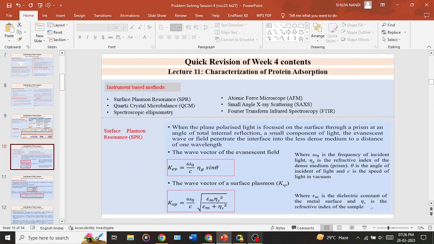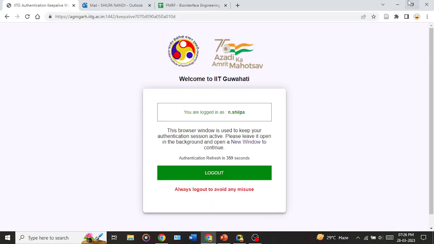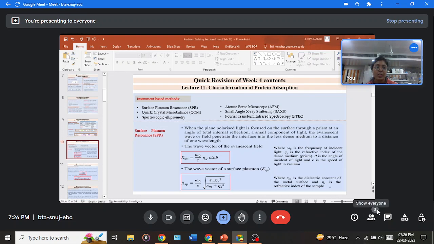Moving on to the instrument based methods. Several methods such as surface plasmon resonance, atomic force microscopy, quartz crystal microbalance, spectroscopic ellipsometry, SAXS, that is small angle X-ray scattering, and FTIR, that is Fourier transform infrared spectroscopy. These are various instrument-based methods that help in measurement of the adsorbed protein. So we will go through it very quickly.